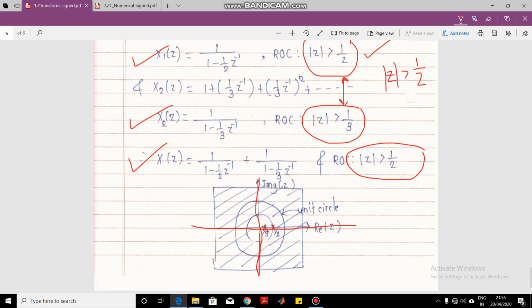Remember that one more property of ROC is that the ROC will never contain a pole. Here you can see that there is a pole at 1 by 3, so you cannot draw the shaded region over the pole. The pole can lie on the boundary of the ROC, but it cannot be inside the ROC. There is a reason for this: at the pole the value of the function becomes infinity. What is a pole? A pole is a value at which the function becomes infinity. What is a zero? A zero is a value where the function becomes zero.